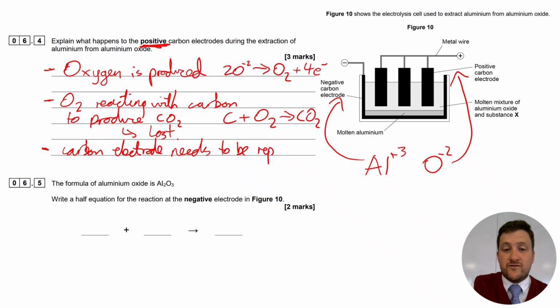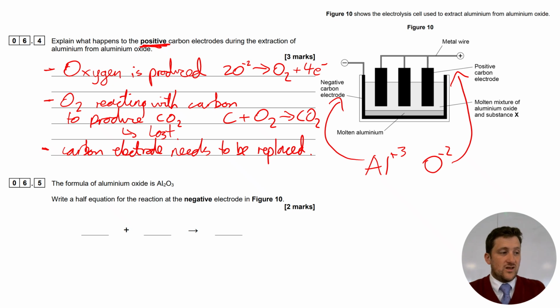Now, I have done the half equation for oxidation. I have done the symbol equation for the oxidation of carbon as well. Those are acceptable. They also work. You are describing what's happening. That last little bit is the words you have to use: the carbon electrode needs to be replaced. That is using your understanding of equations and reactions to link that all together.